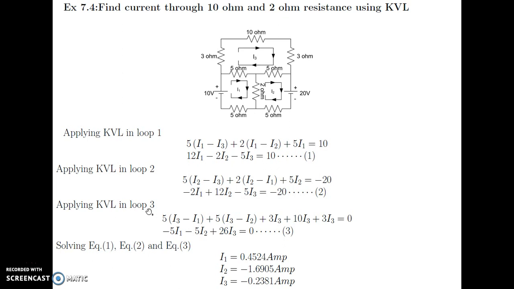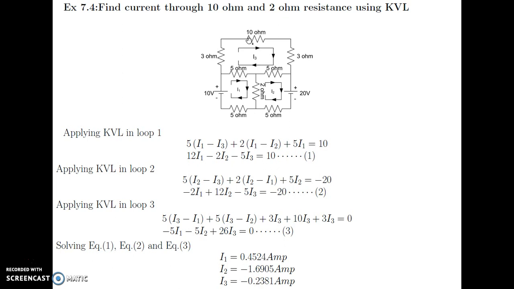In loop 3, this 5 is shared with loop 1 and the currents are in opposite directions, so it is minus 5 I1. This 5 is also shared with loop 2, so it is minus 5 I2, because both are in opposite directions. The sum of all resistances, 5 plus 5 plus 3 plus 10 plus 3, is plus 26 I3, equal to 0 because no source is there. So these are equations 1, 2 and 3. If we solve these three simultaneous equations, we get the values of I1, I2 and I3.